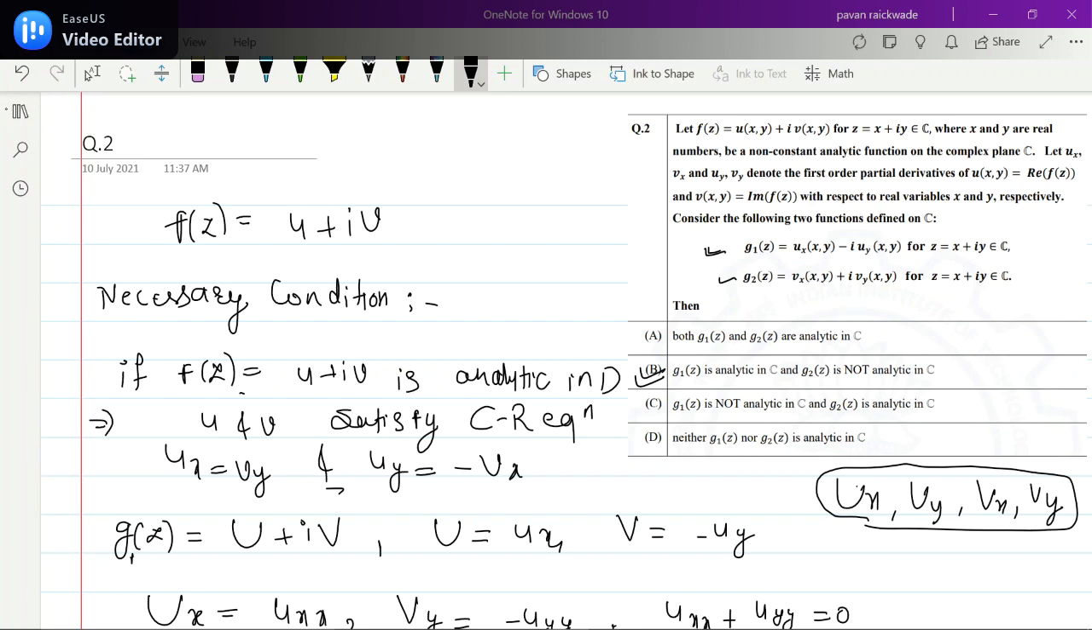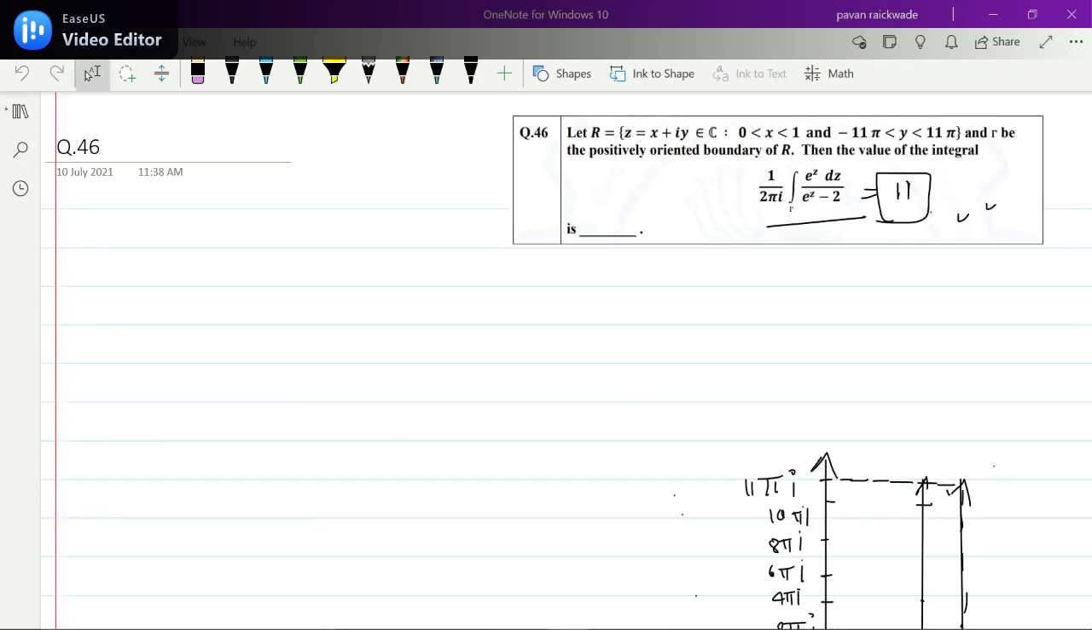Okay, so this is question number 11. The question number 11 is on your screen. What is given is we have a region R, and gamma is the positively oriented boundary of the region, then we have to evaluate this integral.